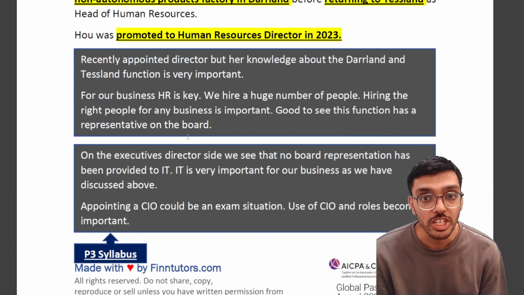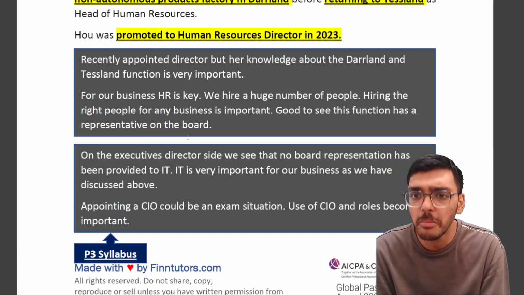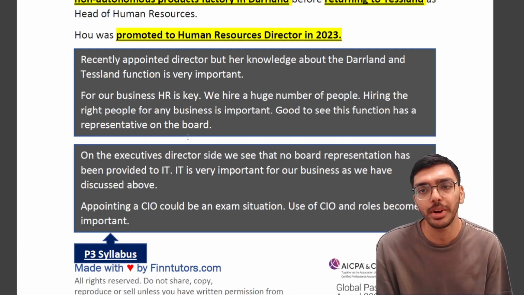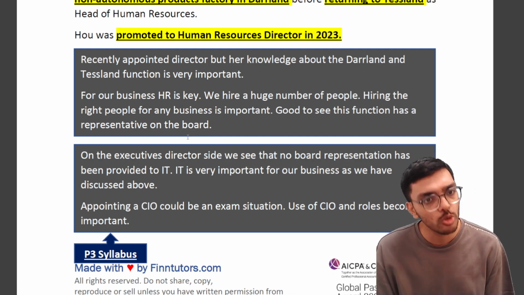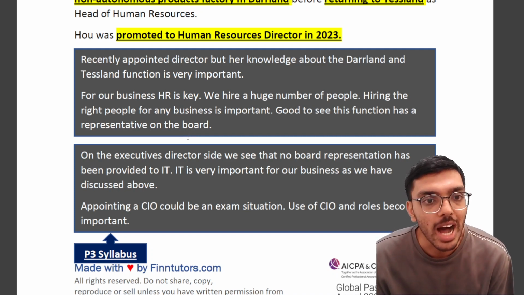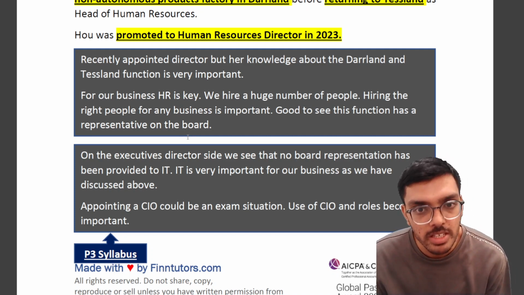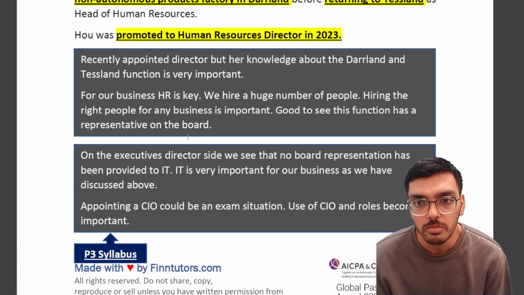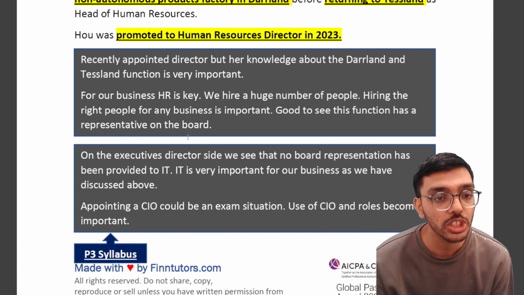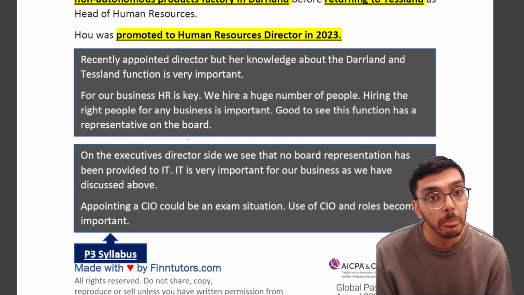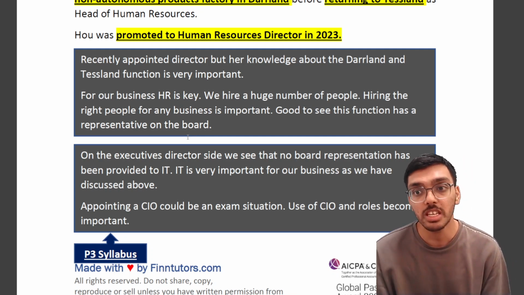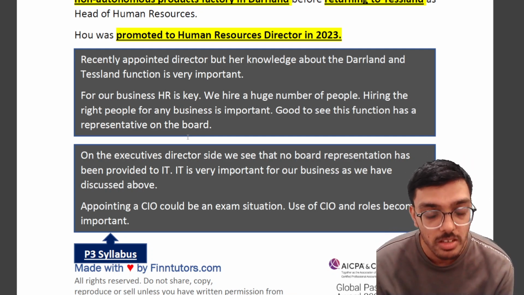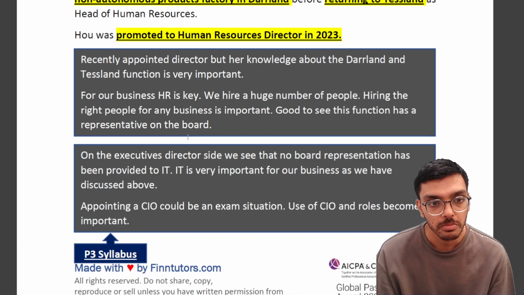For our business, HR is key. We hire a huge number of people. We have huge people in production, huge people in admin, huge people in research. So hiring the right people for any business is important. And it's good to see that this function has representation on the board. So HR has been given great importance by representation on the board.